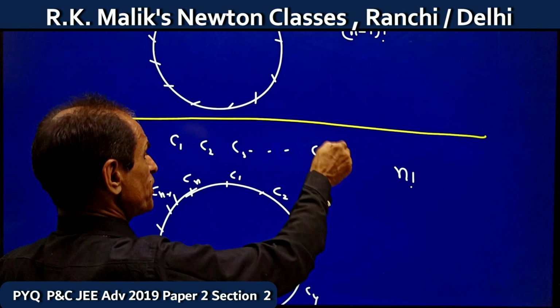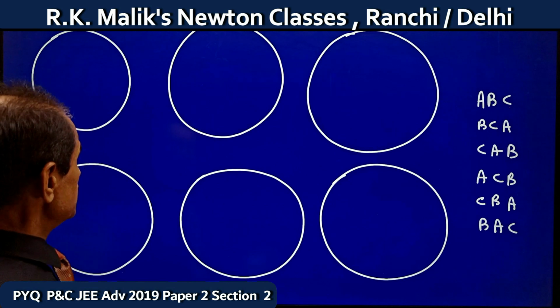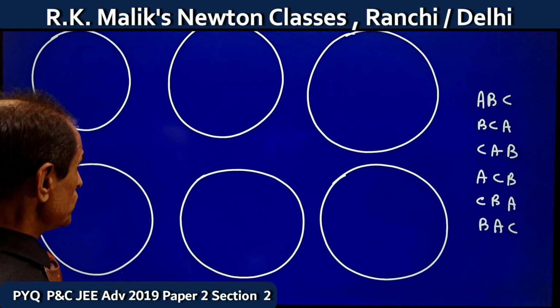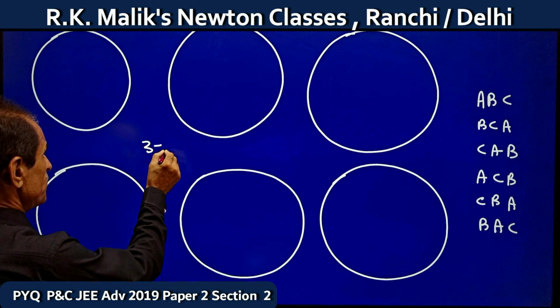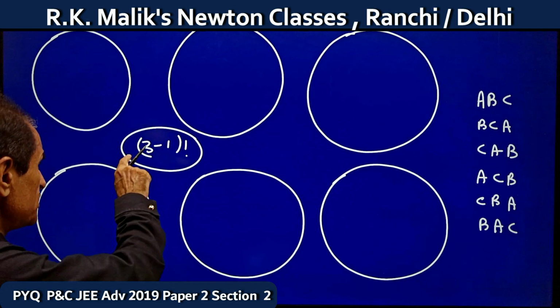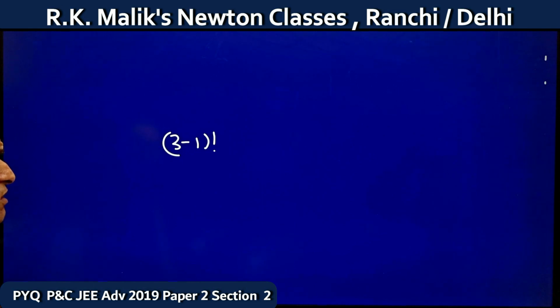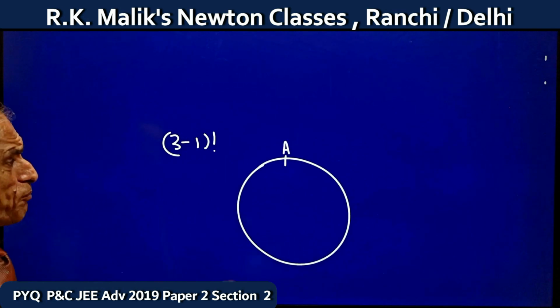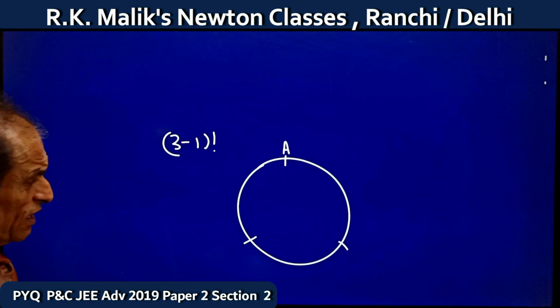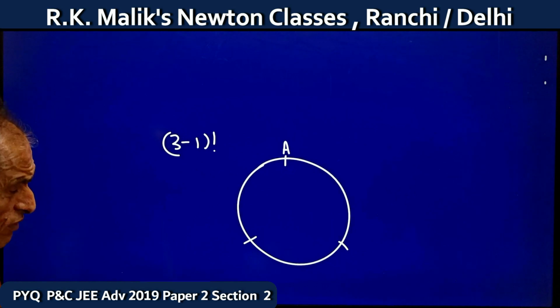To understand the reason behind this difference, suppose we have 3 persons and we have to make them sit around a circle. You know that the number of ways is (3 minus 1) factorial. I will make the reason for this crystal clear. One way of giving the reason is that we fix the position of one person and the remaining 2 persons can be arranged among themselves in 2 factorial ways. This is the simplest case I am taking.